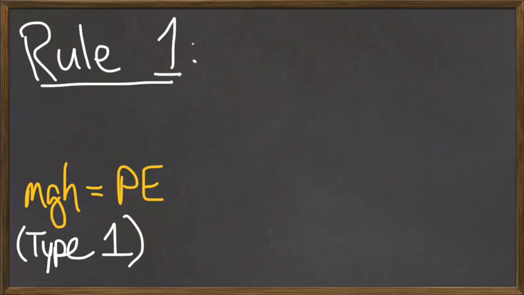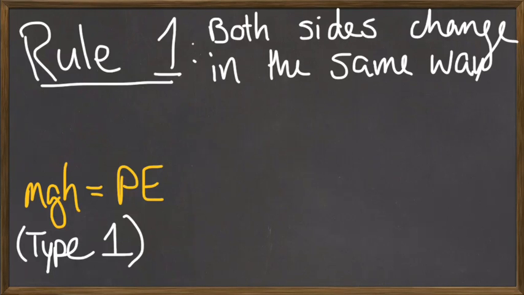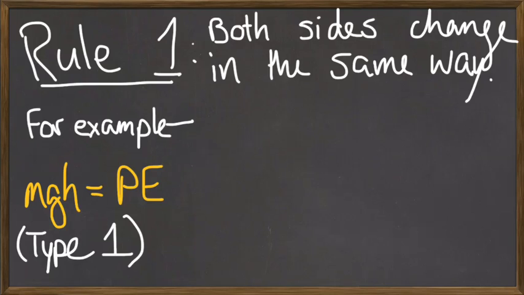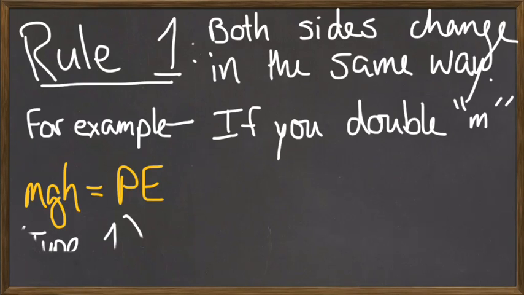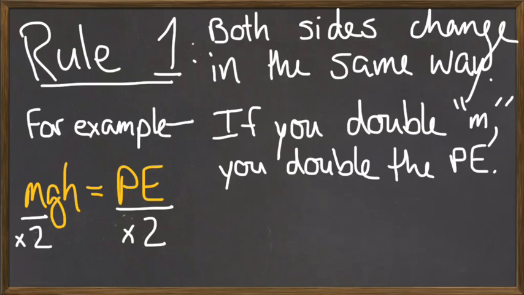All right, so rule number 1 deals with type 1 equations. The rule is that both sides change in the same way. So for example, you might see a problem like this. If you double m, then what happens to the potential energy? You double it. If you double m, the potential energy doubles.